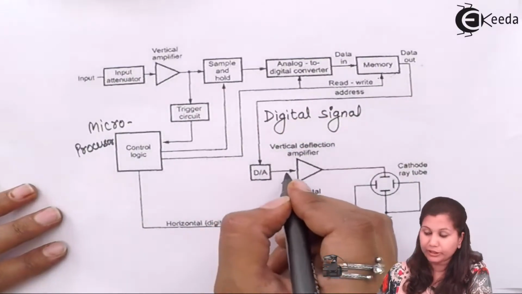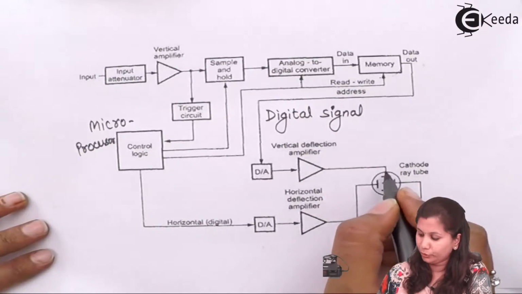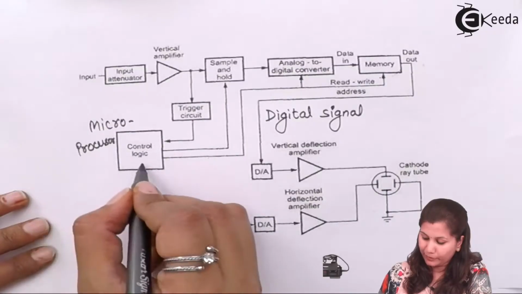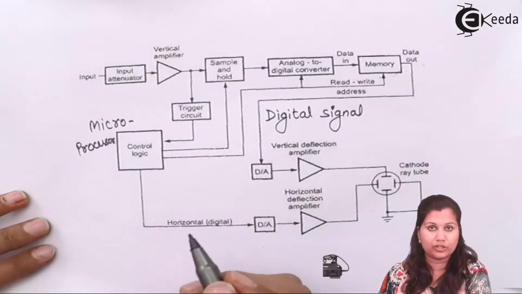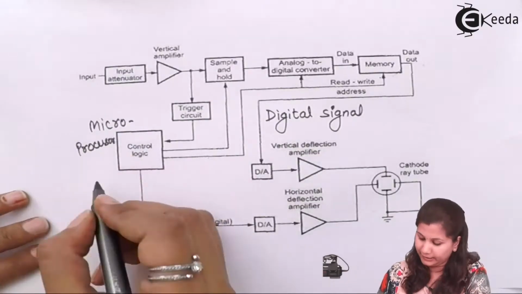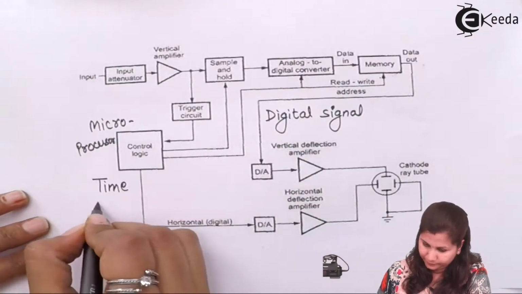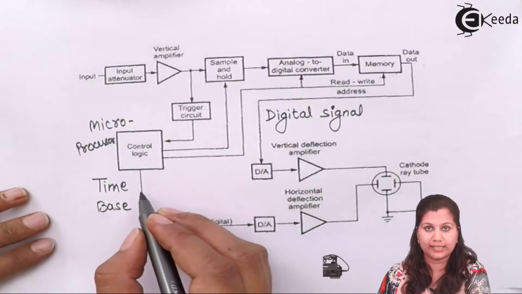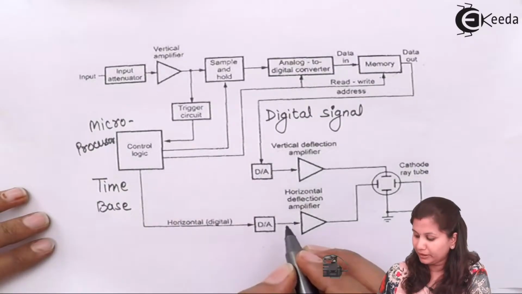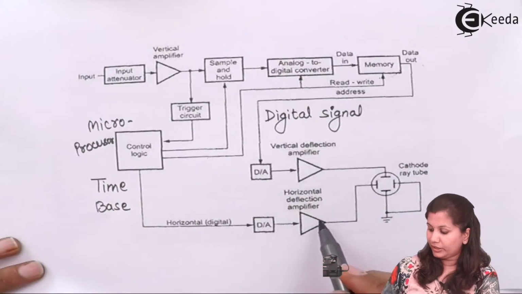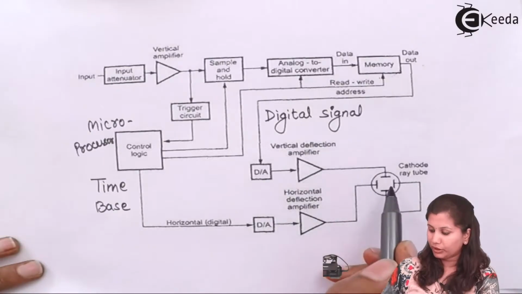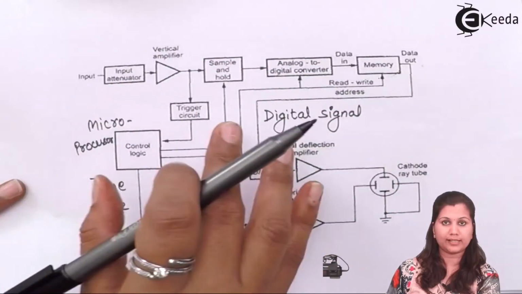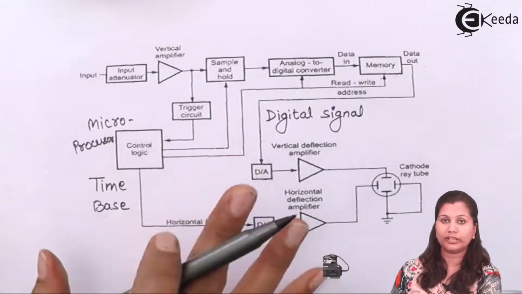So digital is converted into analog, then it is amplified and given to the vertical deflection plates of the CRT. Similarly, the control logic microprocessor is producing the digital output, which means the time-based signal is produced. This time-based signal is a digital signal, a ramp signal, so it will be converted into analog form, amplified, and then given to the horizontal plates of the CRT. So this is how all the blocks and their functions are described in the block diagram and how they work.